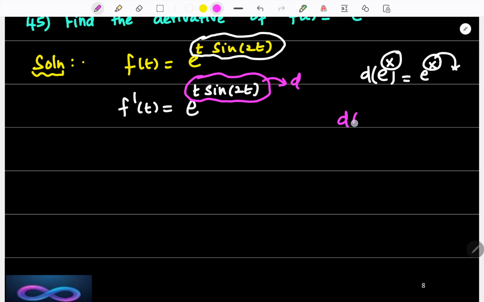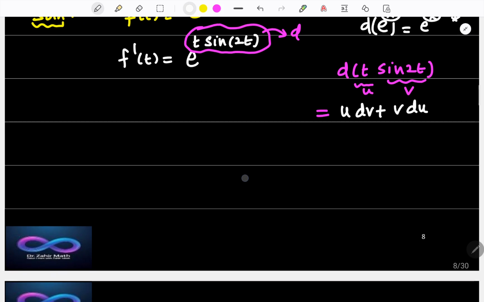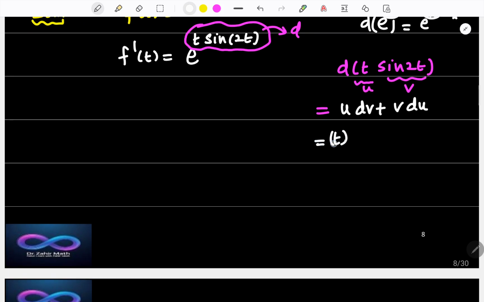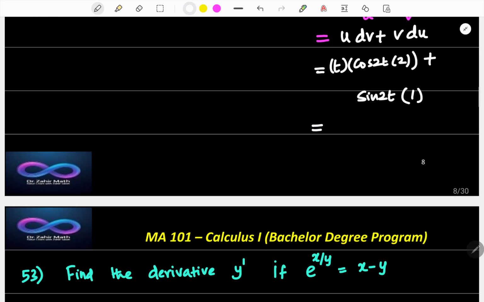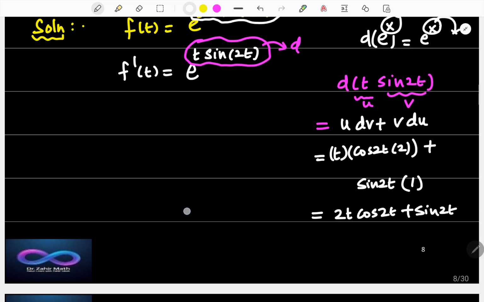So what is the derivative of t sine 2t? This equals, this is u and this is v, right? So what is the derivative? u dv plus v du. So this equals, your u is what? t. What is the derivative of sine 2t? Cosine 2t multiplied by 2. Plus, what is v? v is sine 2t. Derivative of u is what? 1. So this equals 2t cosine 2t plus sine 2t. So this is this part's derivative.